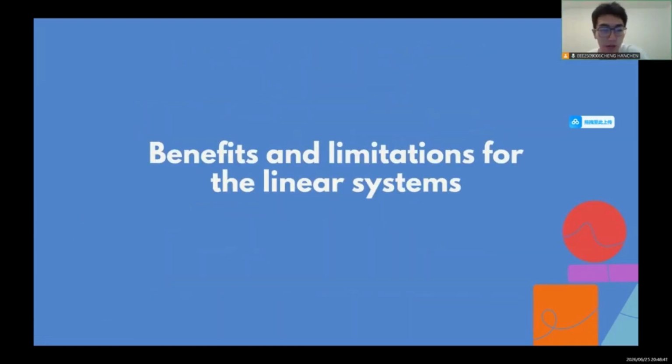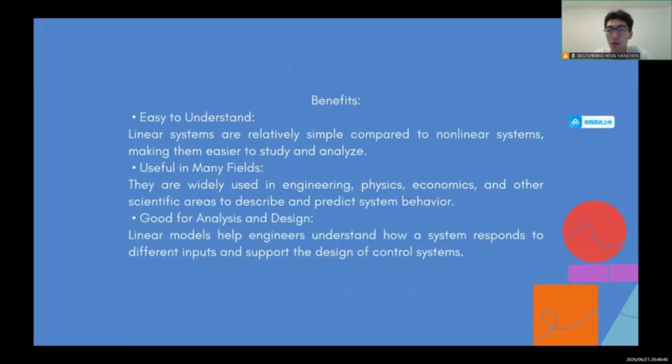And also there are some benefits and limitations of linear systems. The first one is about the benefits. The first is easy to understand. Linear systems are relatively simple compared to nonlinear systems, making them easier to study and analyze. And the second one is useful in many fields. They are widely used in engineering, physics, economics, and other scientific areas to describe and predict system behaviors. And the third one is good for analysis and design. Linear models help engineers understand how a system responds to different inputs and support the design of control systems.